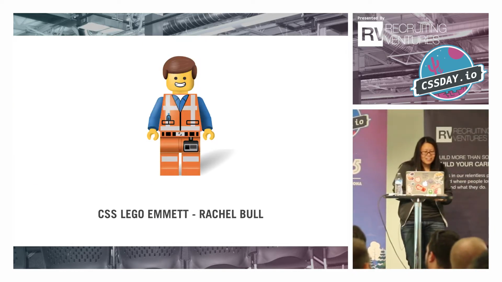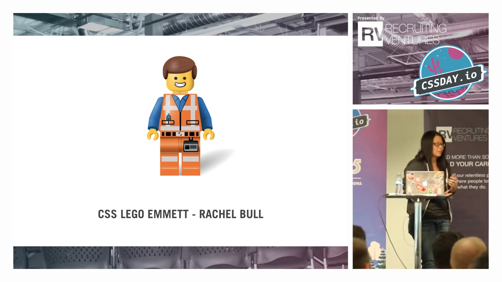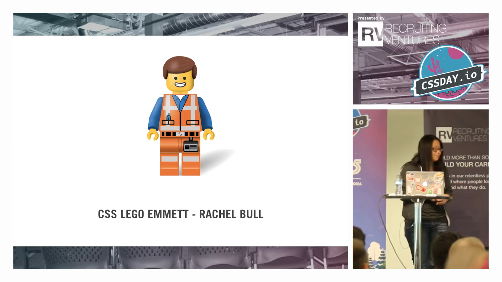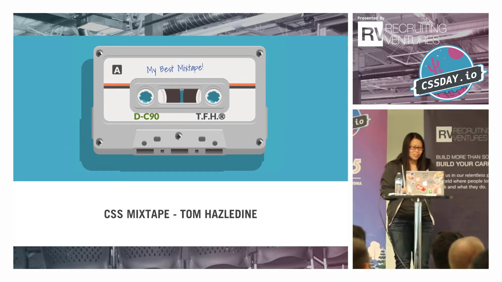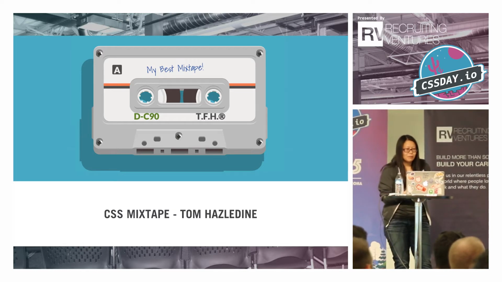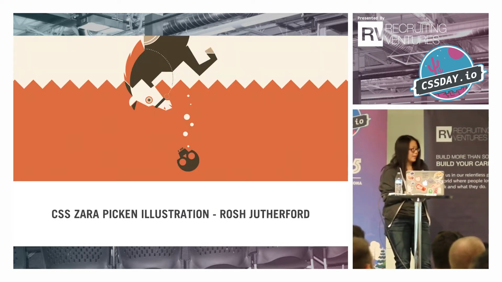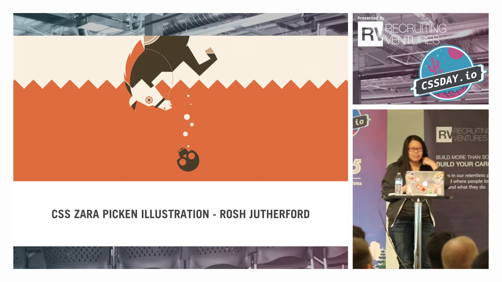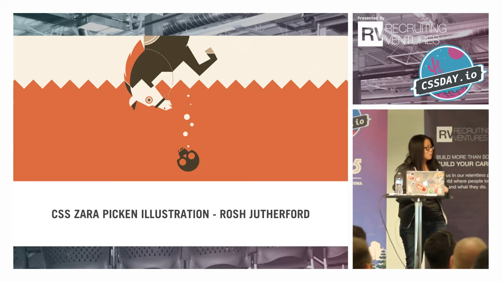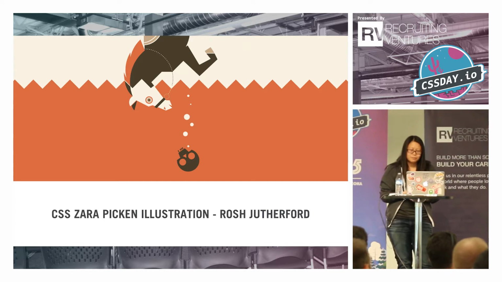Lego Emmett from The Lego Movie by Rachel Bull. And this is a cool one. It's, again, a recognizable character like The Simpsons, but this time with the challenge of a 3D dimensional shape. Here's a CSS mixtape by Tom Hazeldine. Sorry if I'm butchering last names. This is an illustration of a familiar object, something that exists in real life, something we've potentially held in our hands. And finally, this is a Zara Picken illustration, which was converted into CSS by Rosh Rutherford. And this is cool because it feels almost like an entire composition, rather than just a character or some objects, and it's representational without necessarily being realistic.